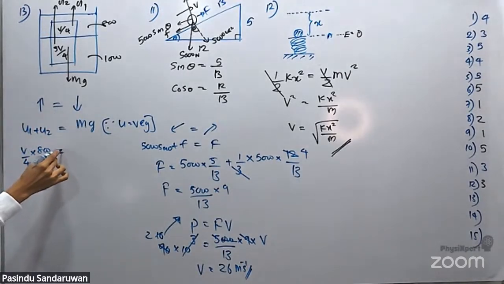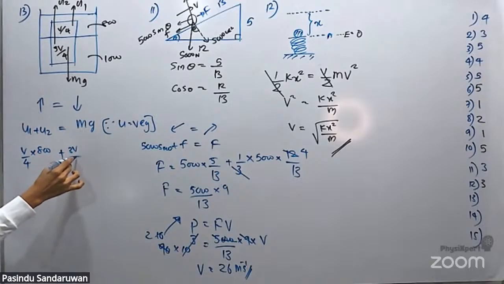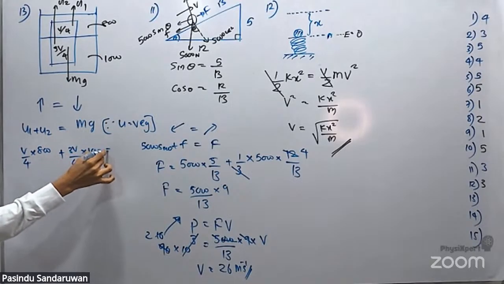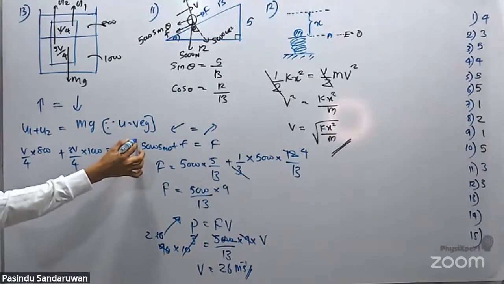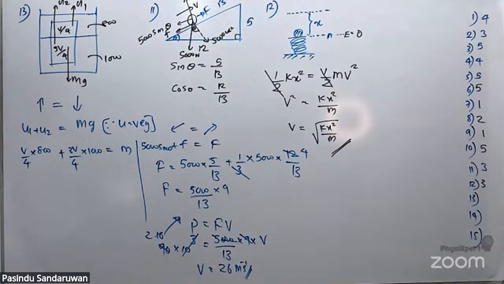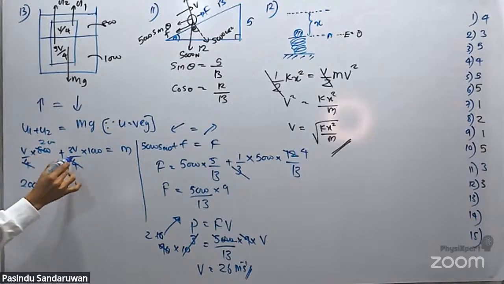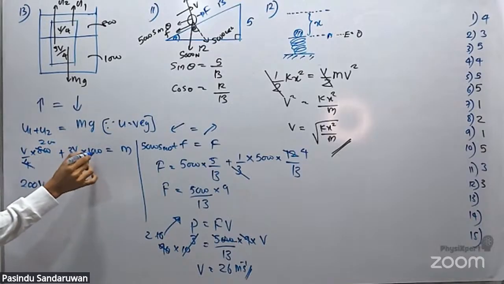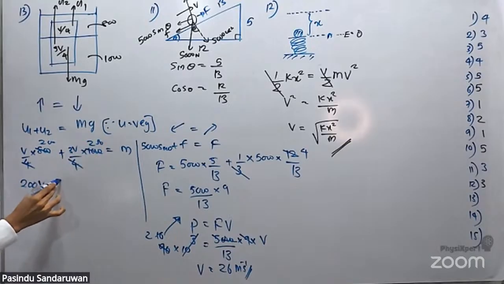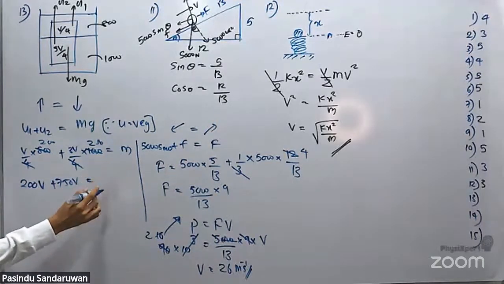So I'm not going to write g. Plus, this is 3V/4 times 1000. G cancels, and here m remains. Right? Then what comes here? 4 times 200, no? Sorry, 200V. Plus here, 4 times 250, then 750V. Right? 750V equals m, and we know m can be written as V rho again.